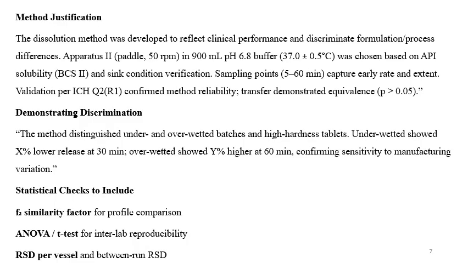Here I have included method justification. Example like method was developed to reflect clinical performance and discriminate formulation and process differences. For example, you have taken apparatus 2 paddle 50 rpm, 900 ml was the media volume and pH 6.8, temperature is given. Was chosen based on the API solubility, that is BCS2 and sink condition verification. You have done some activities before directly going to the dissolution and out of that you have selected pH 6.8. Then sampling time points 5 to 60 minutes to capture early rate of dissolution and the extent.